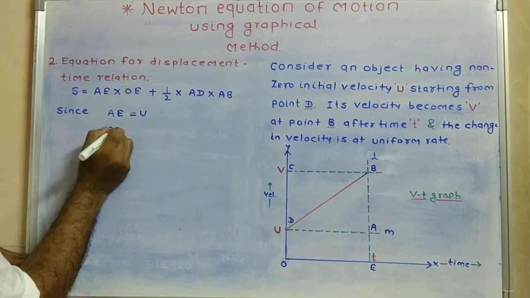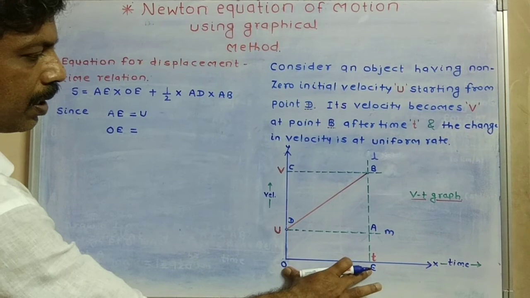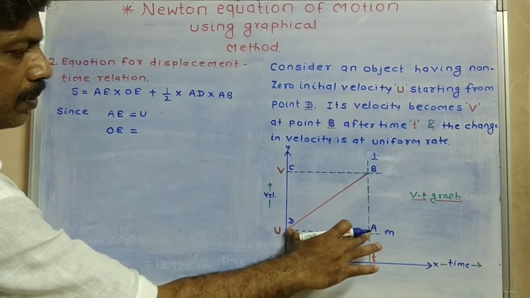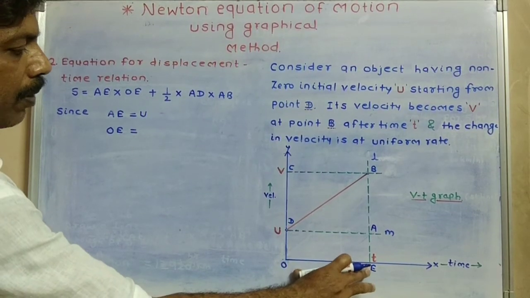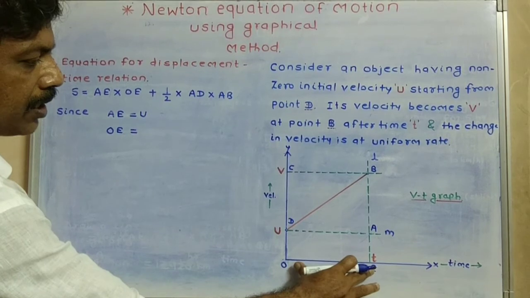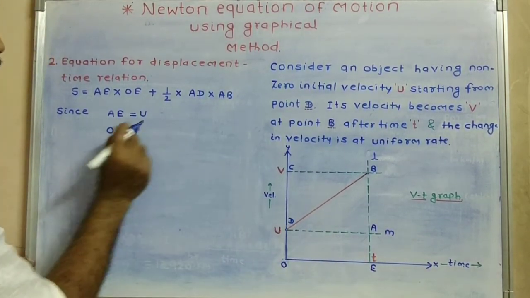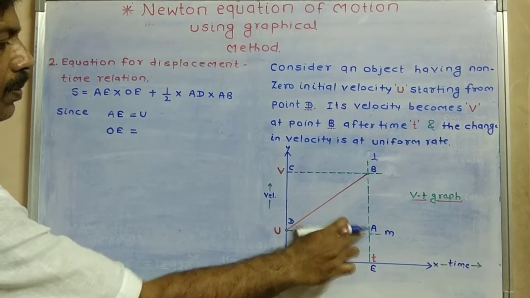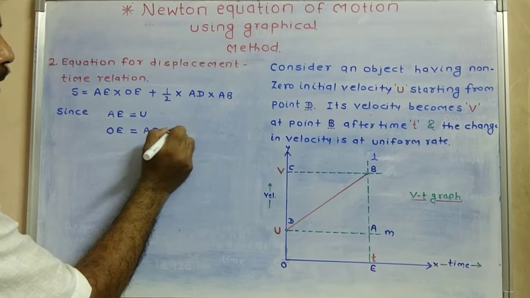Now OE. Where is your OE? Here is your OE. OE is equal to AD equal to BC. But we want the value of only OE and AD. What is OE? It is on the time axis. Up to here, how much time is there? That is T. Therefore, OE is equal to AD, and AD is equal to T.